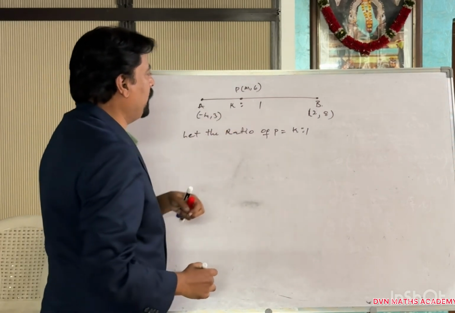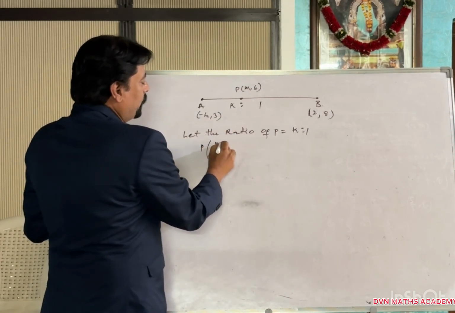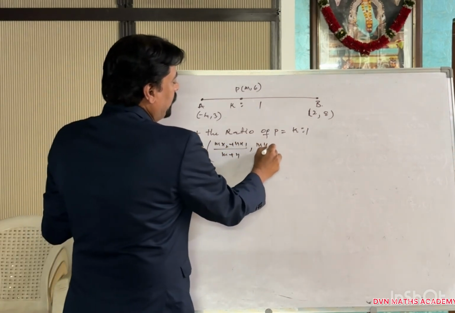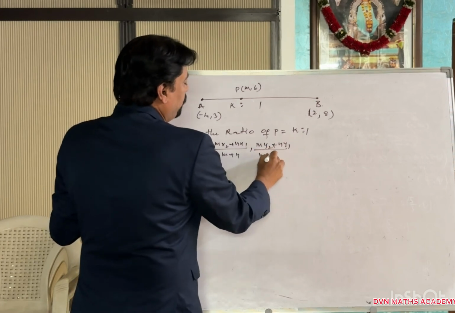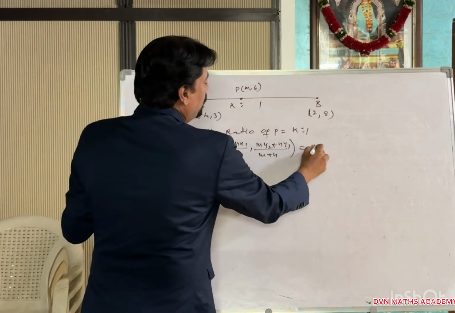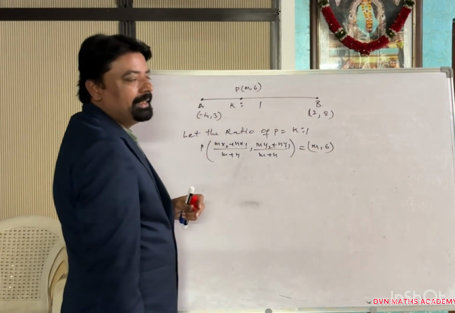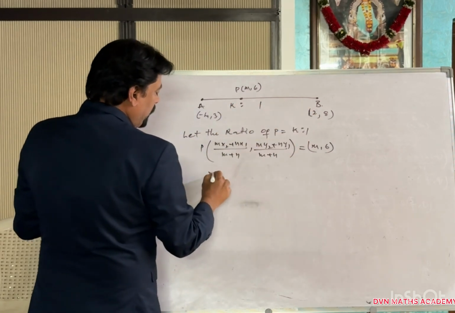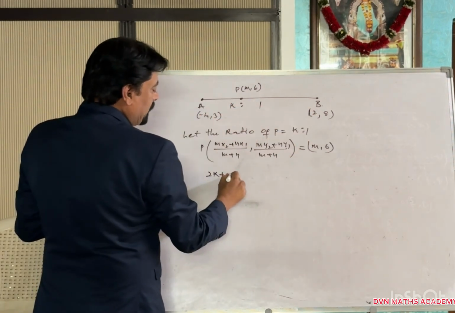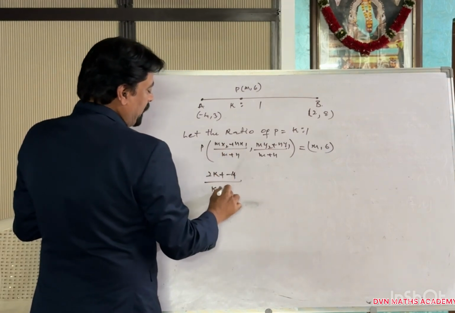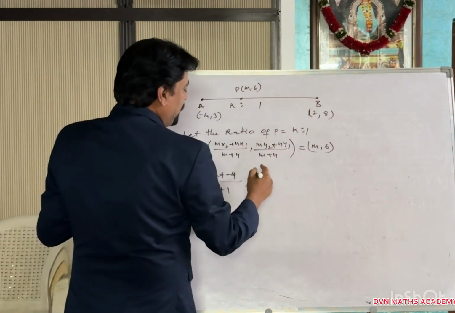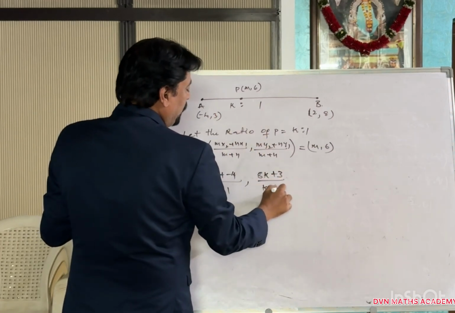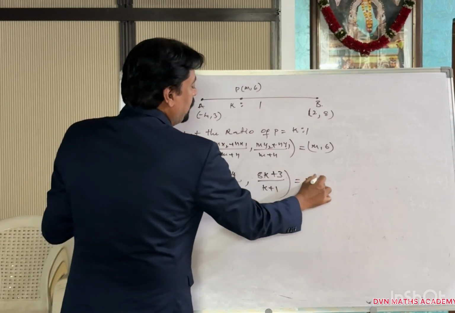So according to the section formula, P should be (m x2 plus n x1) by (m plus n), comma, (m y2 plus n y1) by (m plus n). This point is given as (m, 6). Now if you substitute those values, m means k into 2, 2k, plus 1 into minus 4, by k plus 1, comma, 8k plus 1 into 3, that is 3, by k plus 1. This is equal to, it is given as (m, 6).